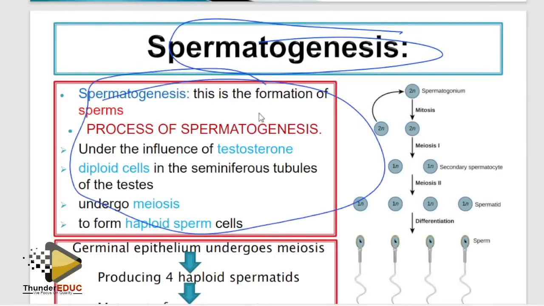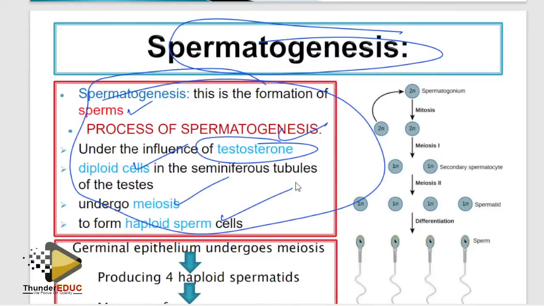Spermatogenesis, the formation of sperms. You tell us, cool, you get a mark. Under the influence of testosterone, you get a mark. The diploid cells in seminiferous tubes, you get a mark. Undergo meiosis, you get a mark, to form haploid sperm cells. A mark. Don't tell me other things.